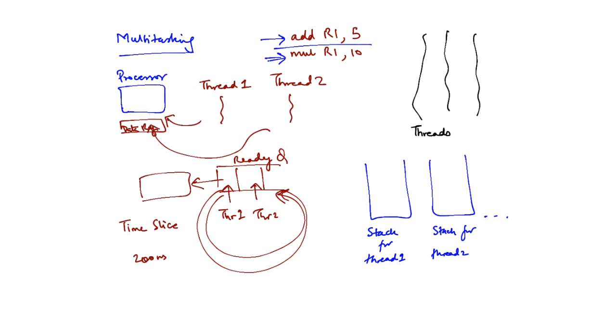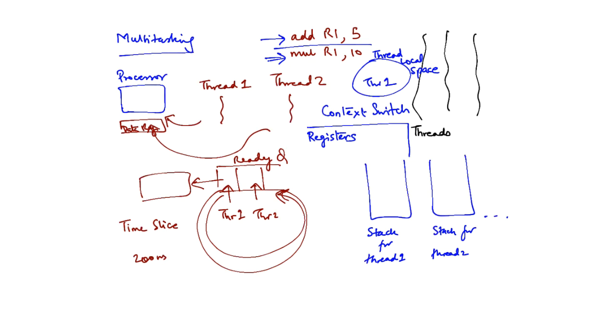Whenever a thread is scheduled out, that is called a context switch. Whenever a context switch takes place, a copy is created for all the registers and kept in some space which is thread local space. So there will be a thread local space for thread 1, there will be a thread local space for thread 2 and so on. Every thread will have some local space.